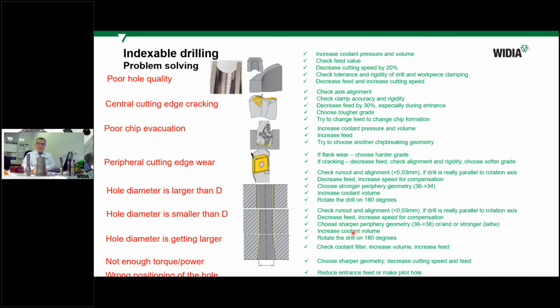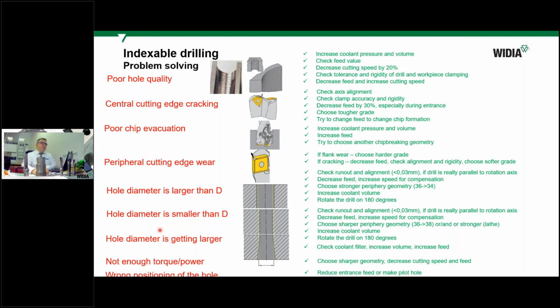I can answer yes, but it's not mandatory. So you can choose, for example, a stronger periphery geometry when the hole diameter is larger than the diameter of the drill. It can be a result of deviation of the drill inside the hole. That's why it's larger. So in order to avoid that, you can clamp the stronger geometry on the periphery in order to allow the drill to be a little bit more centralized. So the peripheral insert will centralize the drill better inside the hole.